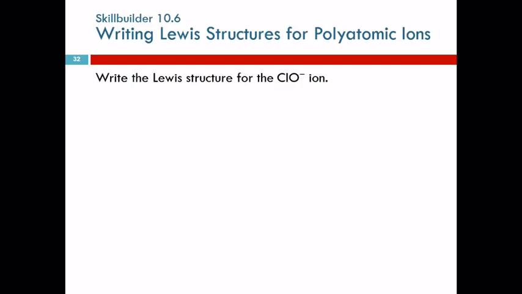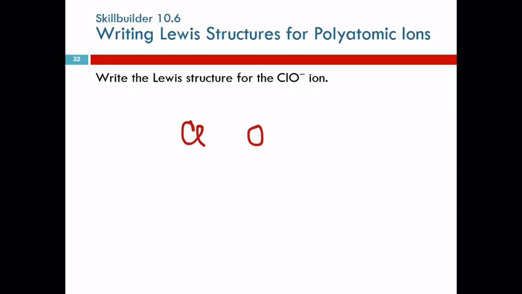Let's do another one. Write the Lewis structure for the ClO minus ion. Well, we had to put the 2 atoms in there. Put chlorine and oxygen. Not any trouble figuring out how they're connected. There's only 2 of them.